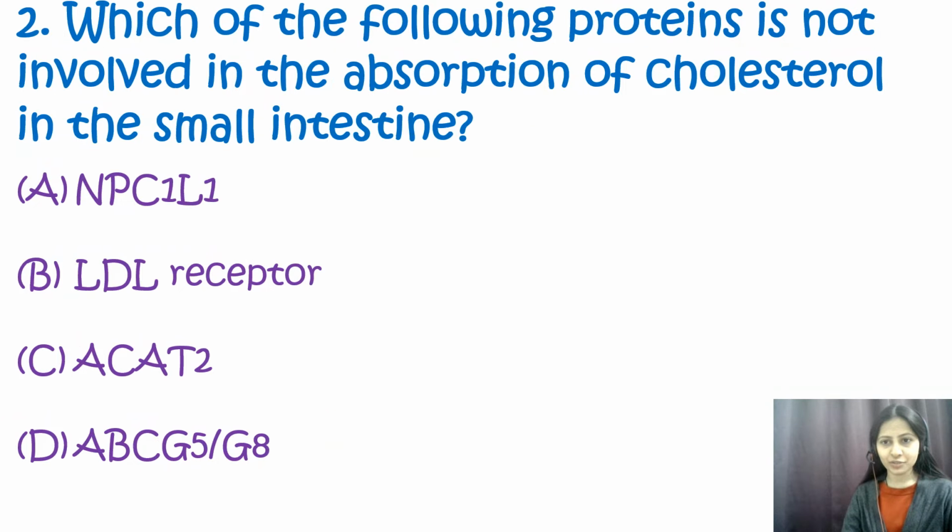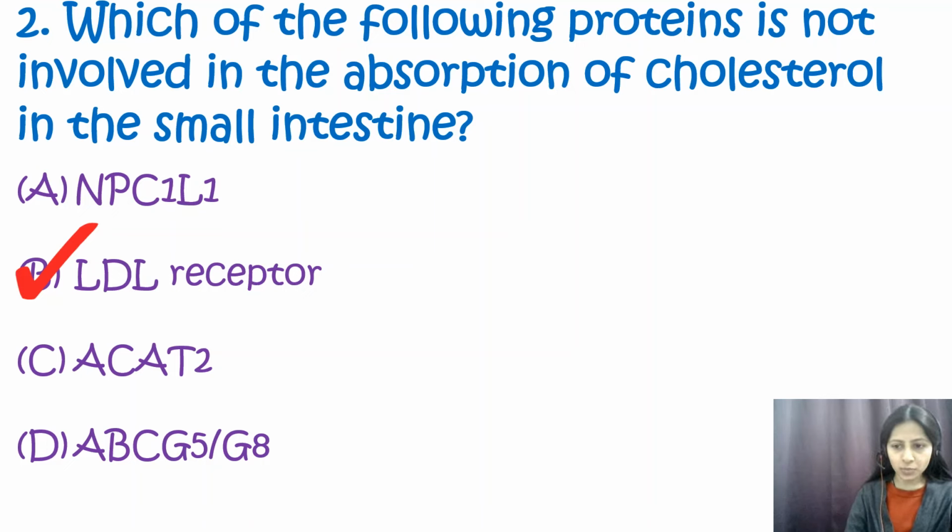Question number 2. Which of the following protein is not involved in the absorption of cholesterol in small intestines? Options are A. NPC1L1, B. LDL receptor, C. ACAT2, and D. ABCG5/G8. So the correct option will be option number B, that is LDL receptor.